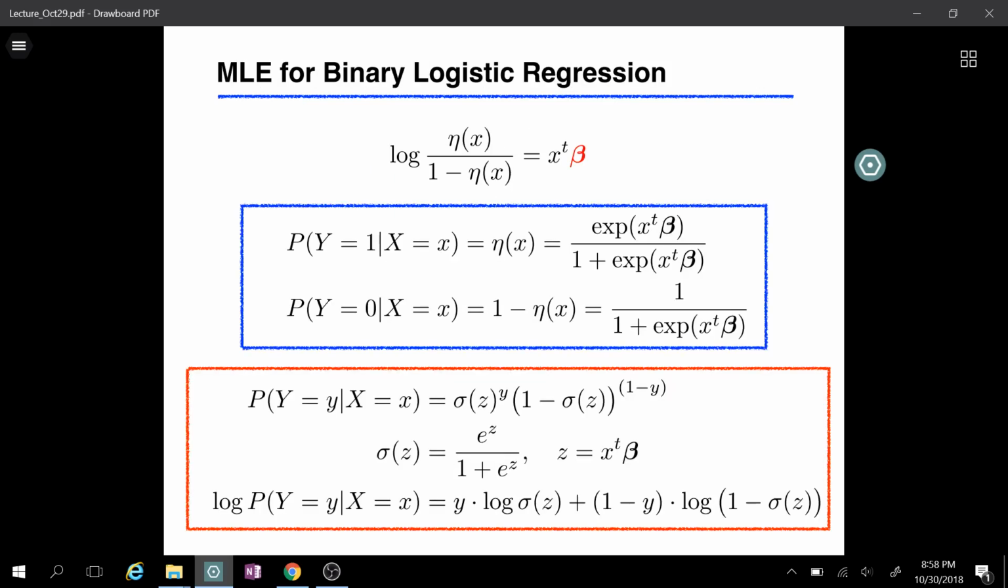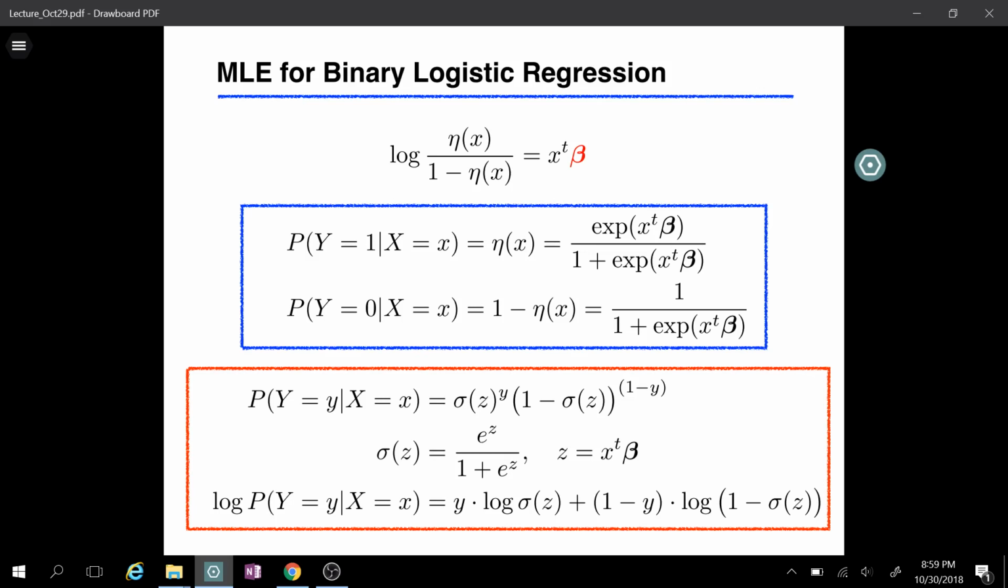First, we know the logit of eta is equal to x transpose beta. Next, let's express eta using beta. So eta(x) is going to equal that ratio, where we have the exponential term appearing both in the numerator and the denominator. And the probability of y equal to 0 is 1 minus eta. Then we will have the ratio, but the numerator is 1.